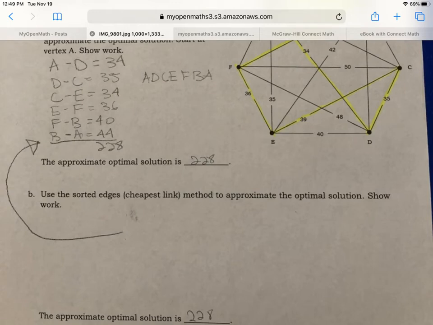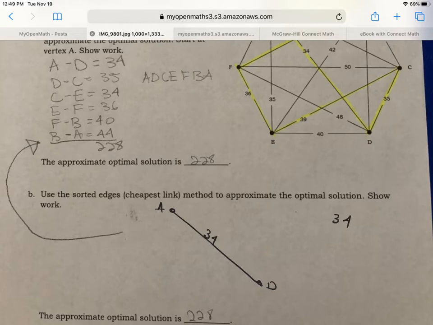Okay, so for B, we have a misunderstanding that somehow nearest neighbor and sorted edges should give you the same answer, and that is not true. So with the cheapest link with sorted edges, what I need to do first is find the absolute cheapest edge in the whole graph, and that would be from A to D. And A to D had a weight of 34.